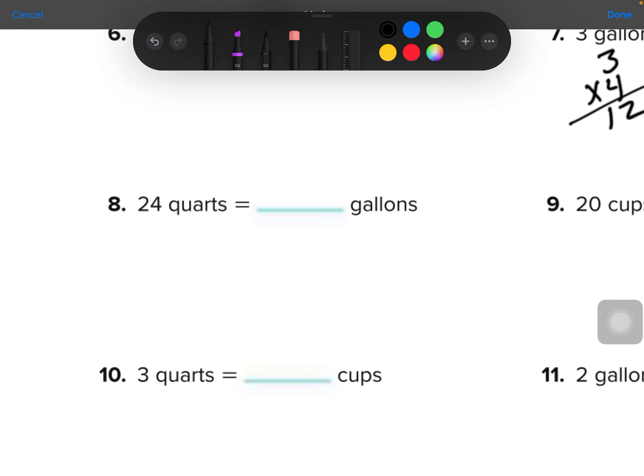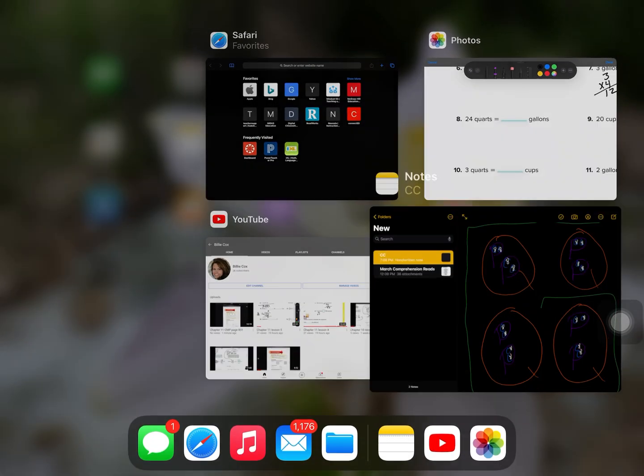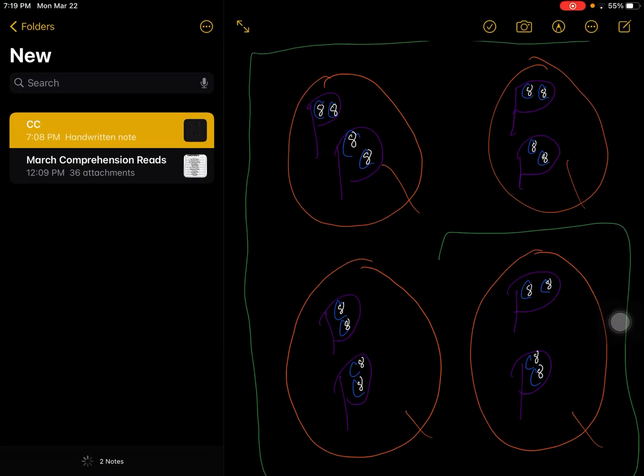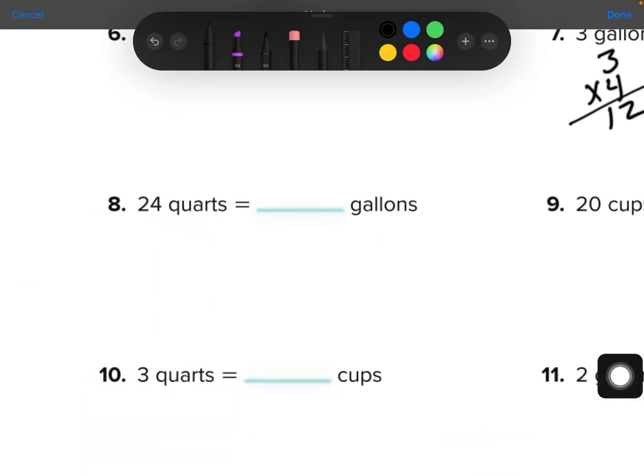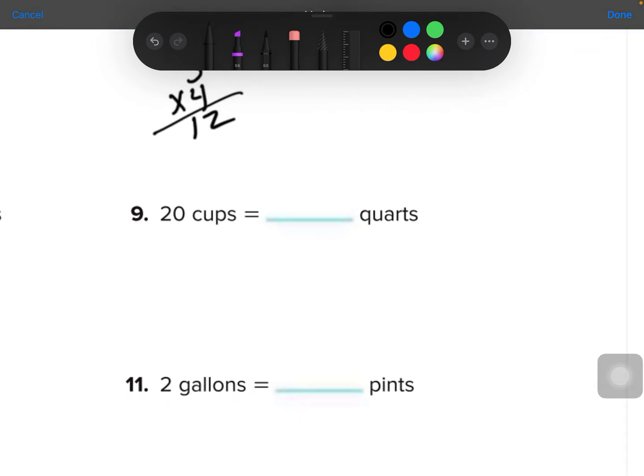I have 24 quarts now. I need to know how many gallons that is. Well, from my poster, I can see that every gallon has 4 quarts. Okay, bounce back here. So every gallon has 4 quarts. So I'm going to divide 24 by the 4 quarts to see how many gallons I can make. And that'll be 6. 6 gallons.